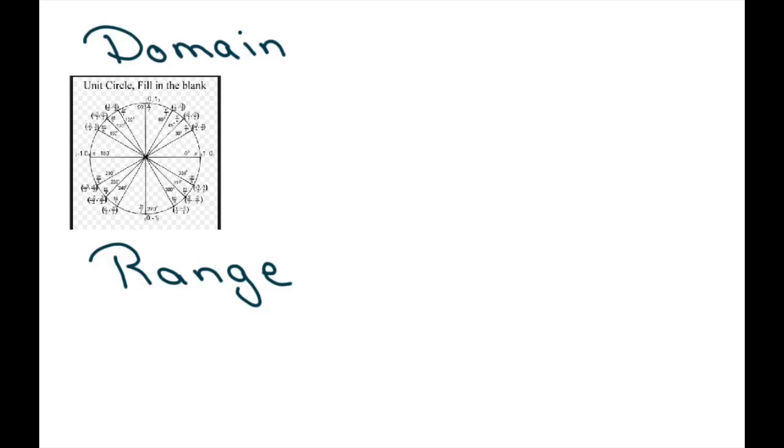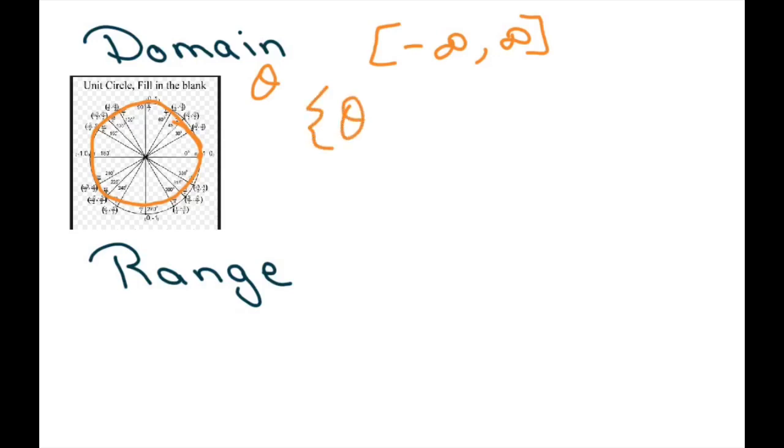Again, your domain is all real numbers. And if you write it in interval notation, that would be -infinity to infinity. That just means remember your domain is your angles, and that can go around and around and around. So it's going to be all real numbers. Now, in set notation, you're going to say your angle belongs to all real numbers such that theta is in between -infinity to infinity.